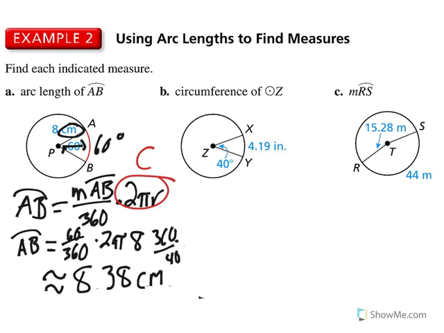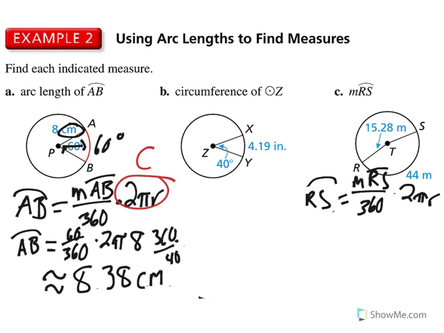Okay, so on C, we want to find the measure of the arc. Okay, so again, I'm going to start the same way. The length of my arc, SR, is equal to the measure of my arc, RS or SR. I wrote it backwards there, I guess. If you want to write it in the same format each time, you can. So we could do RS here. So then the measure of RS over 360 times 2 pi r.